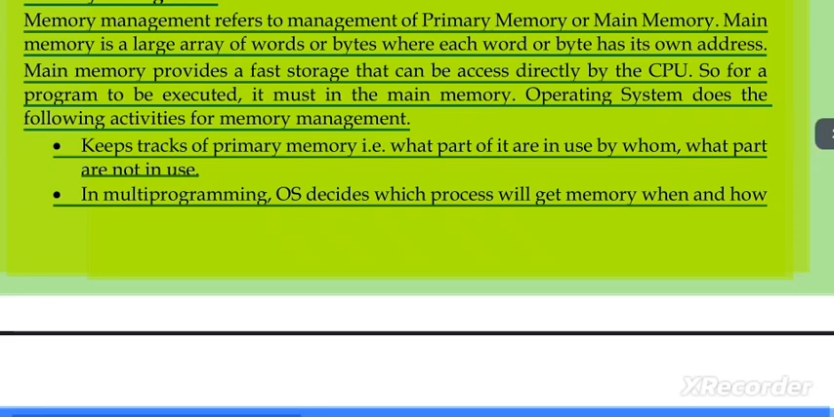In a multi-programming environment, the operating system decides which process will get memory, when and how. Here we can use the FIFO, first in, first out category. So it is the function of the operating system to decide which part of the program will get access to the memory first.